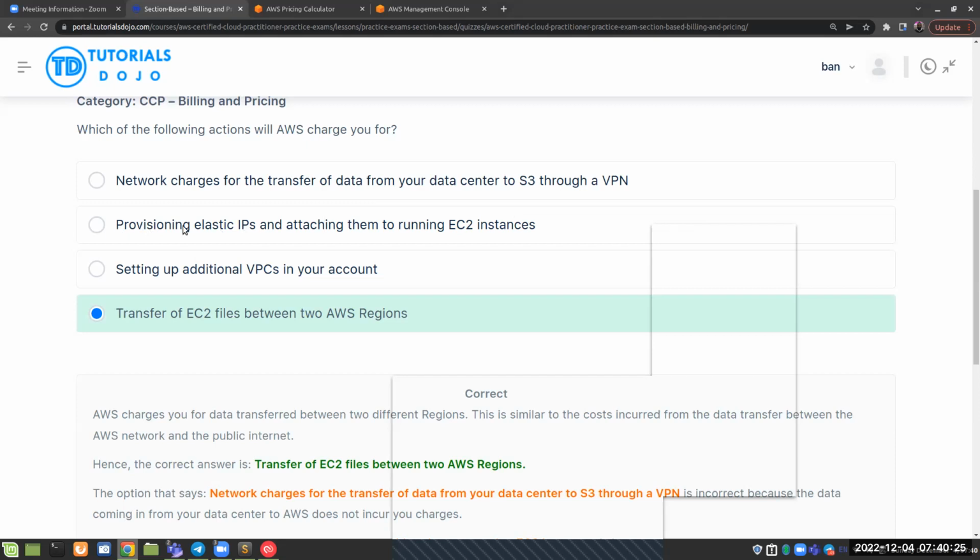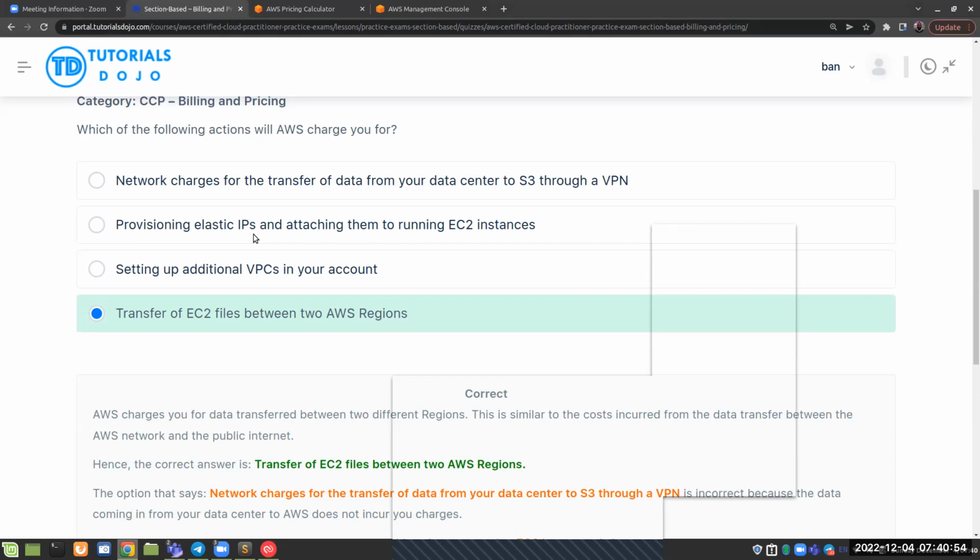I'm not sure many of you know about it, but let me come in. If you provision an elastic IP and don't attach it to an EC2 instance, AWS will charge you. But if you provision it and attach it, AWS will not charge you. If you just provision an elastic IP and it's sitting there not doing anything, that's wastage, and AWS will charge you for that. So just remember that's the difference here.